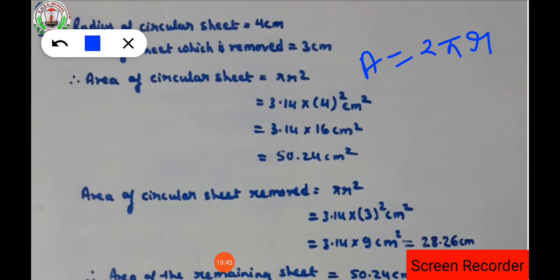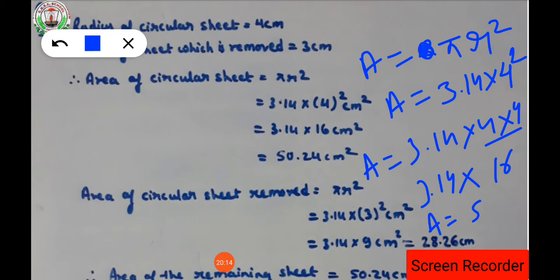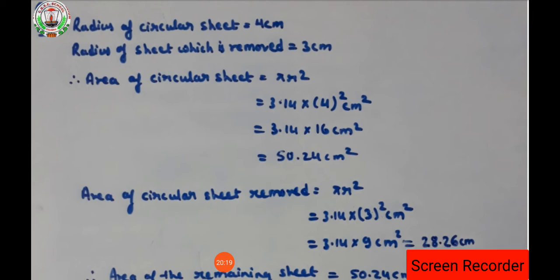Okay, if it is not given, we can take either 22 by 7 or 3.14, depends on us. Since it is given in the question, we have to take it as 3.14. Here the area is equal to pi r square, so the r value we have is 4 square. So area is equal to 3.14 into 4 into 4. 4 fours are 16, 16 into 3.14, the area value we will get as 50.24 centimeter square. So this is the value of area.